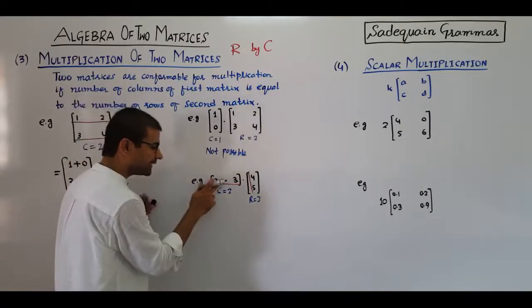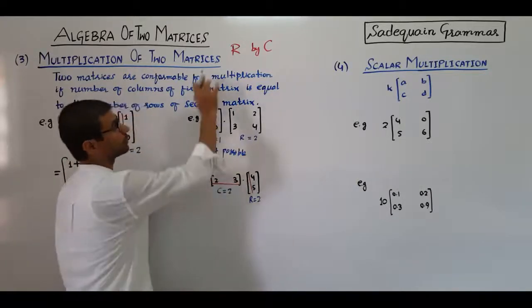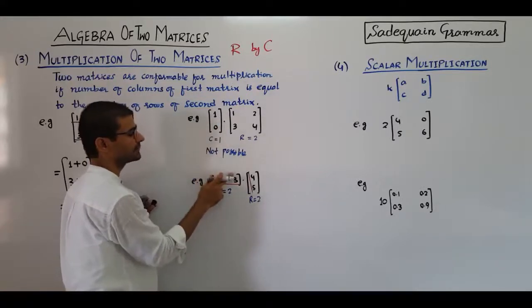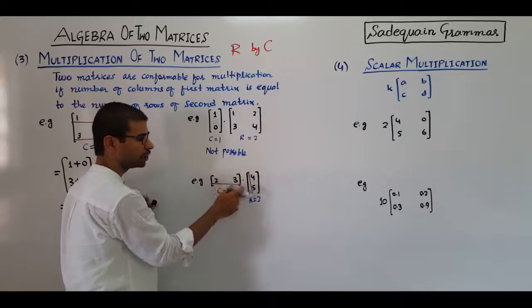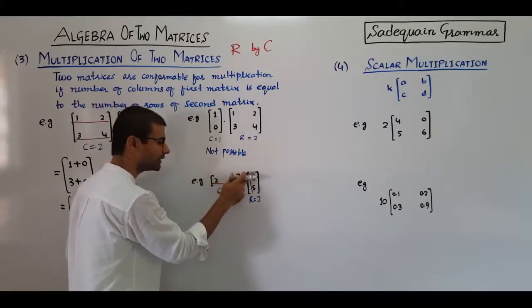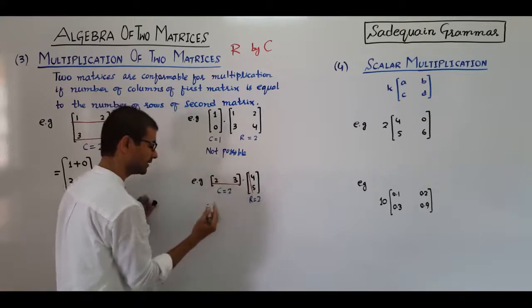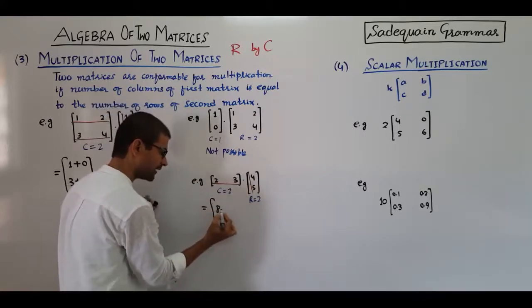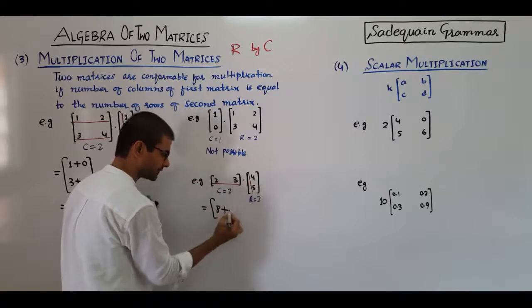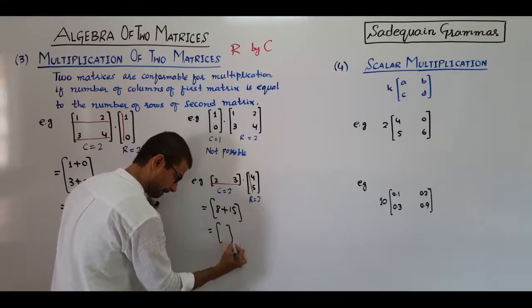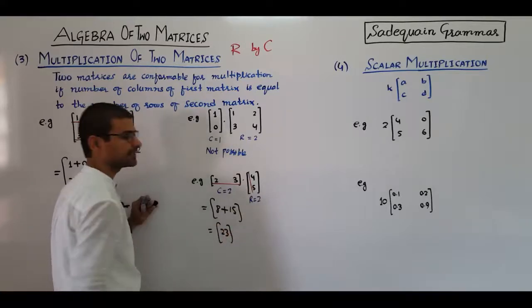Now, next example. Multiply this row by this column, row versus column. In the row we have two members and in this column we have two members. So the first member will multiply with the first and the second will multiply with the second. 2 times 4 is 8 plus 3 times 5 is 15. Answer is 23.